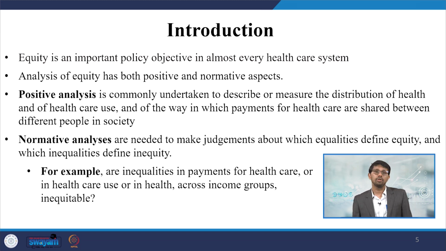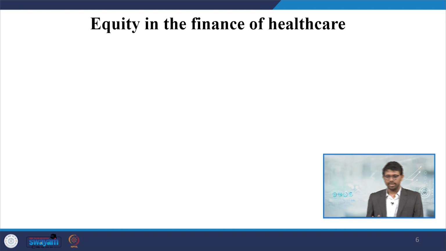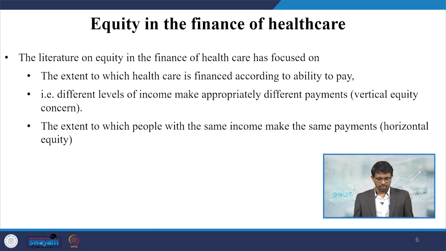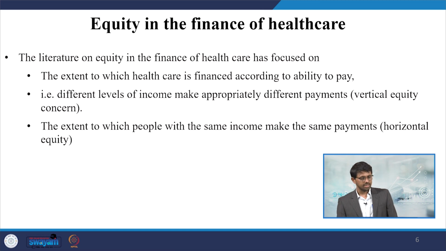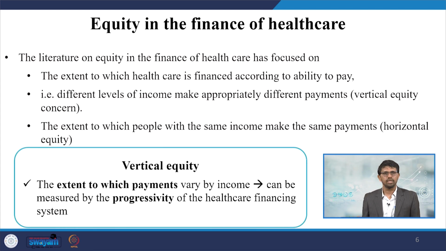So, for example, are inequalities in payments for healthcare or in healthcare use or in health across income groups inequitable? So, equity in the finance of healthcare really matters. We have already discussed that different levels of income make appropriately different payments. If so, there is a possible explanation for vertical equity, and the extent to which people with the same income make the same payment is called horizontal equity.